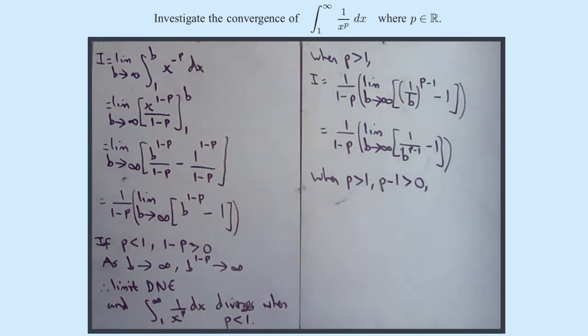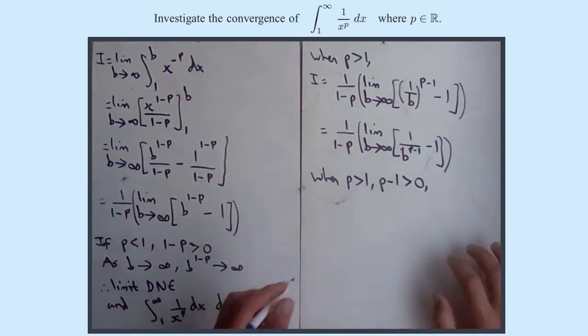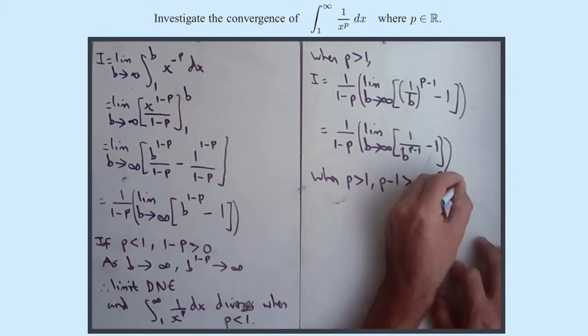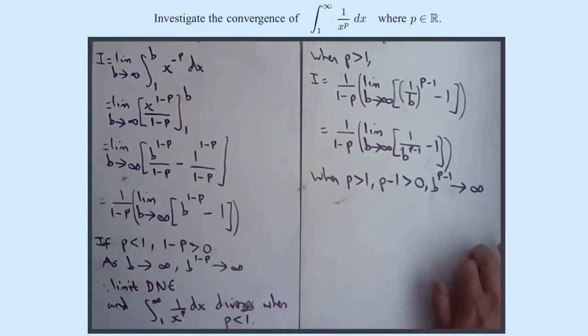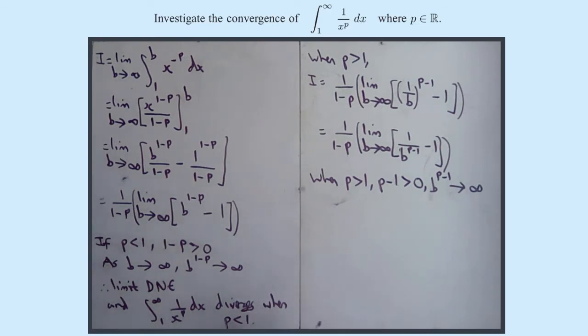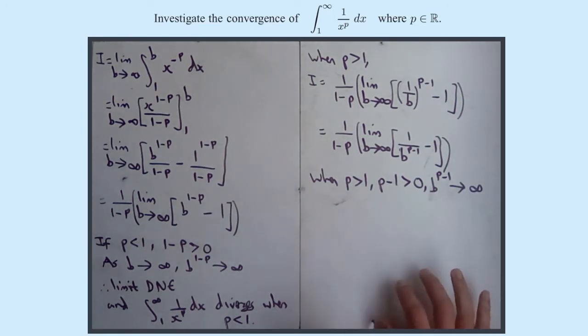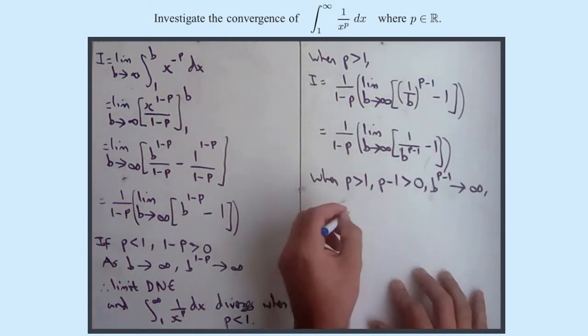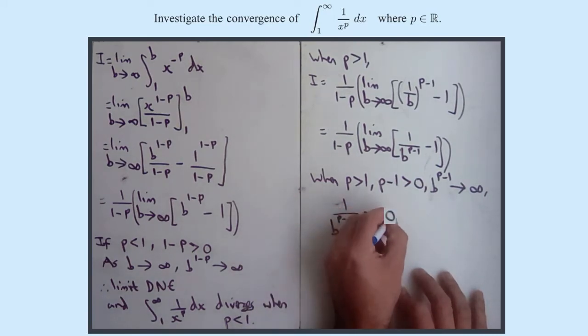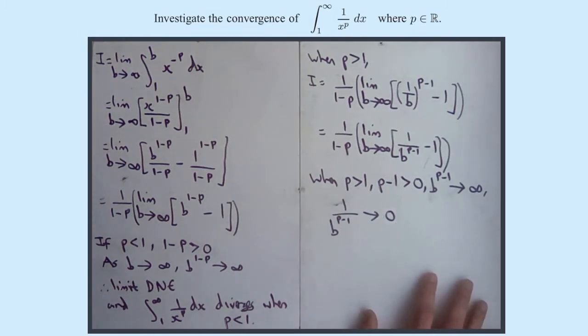And in a very similar way to when we looked at this, b to the power of p minus 1 is going to approach infinity in the same way. Remember, even if p minus 1 isn't very positive, even if it's, say, 0.01, we're still raising infinity to a positive power. It still approaches infinity. So that means 1 over b to the power of p minus 1 is now going to approach 0, because it's 1 divided by a really, really big number.